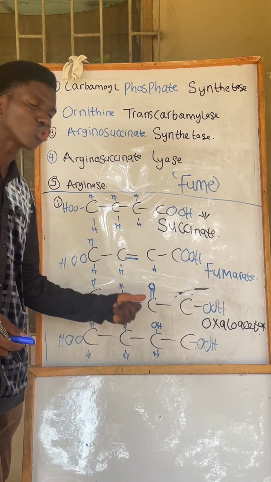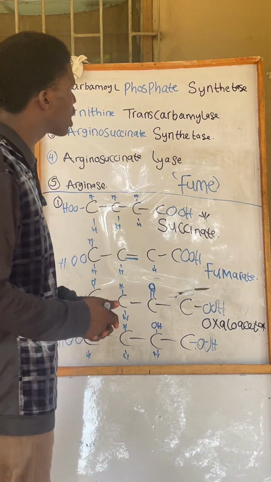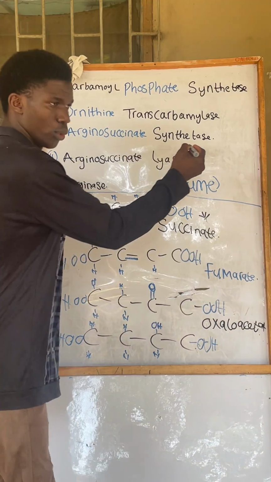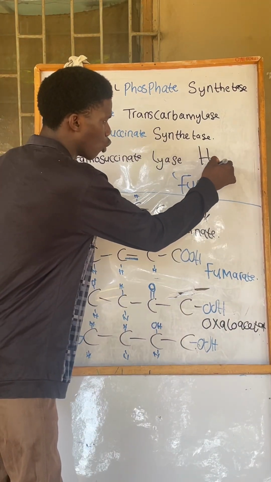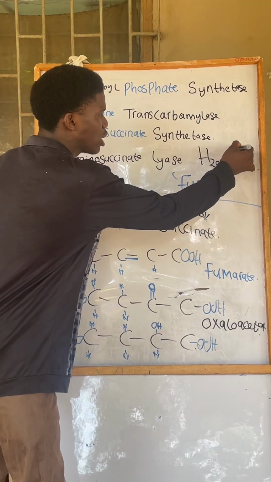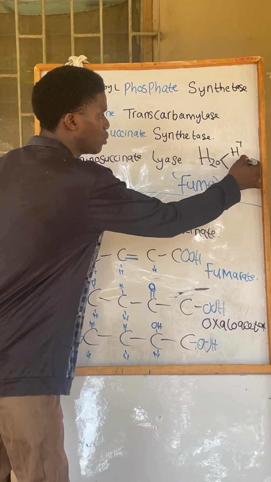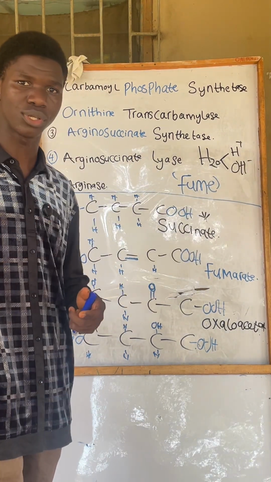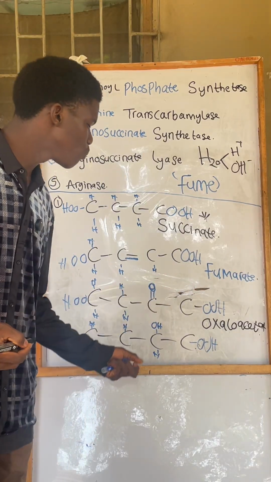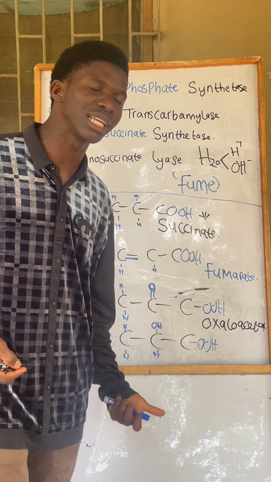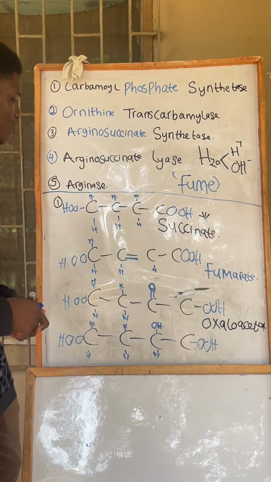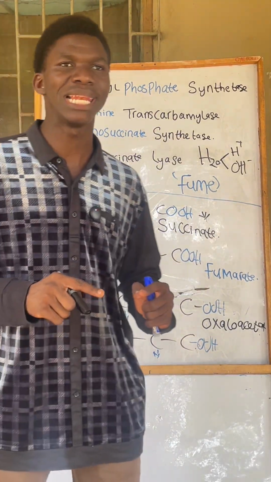The fourth one has what? OH. And don't forget that OH can be gotten from water. That is when you break down your water. Okay. H2O can be broken down into what? Hydrogen ion and hydroxyl ion. Are we together? Hydrogen ion and hydroxyl ion. So now, what is this fourth guy's name? Actually, this fourth guy's name is kind of tricky. Let me tell you the name. This fourth guy is known as Malate.